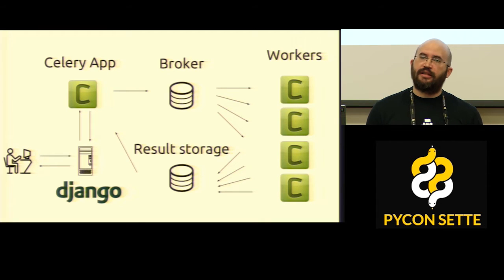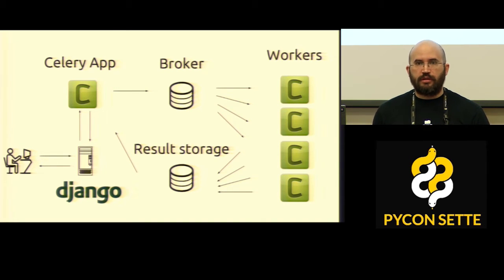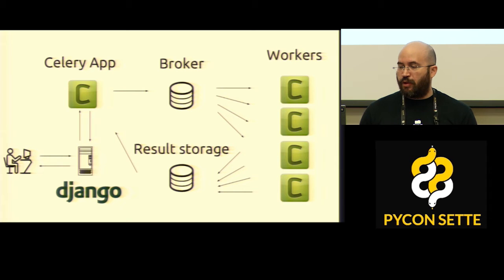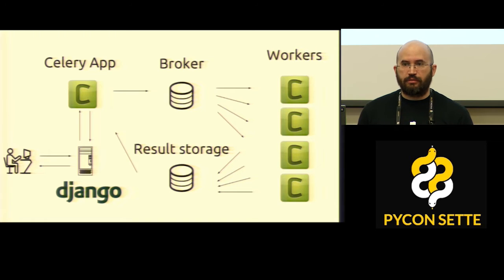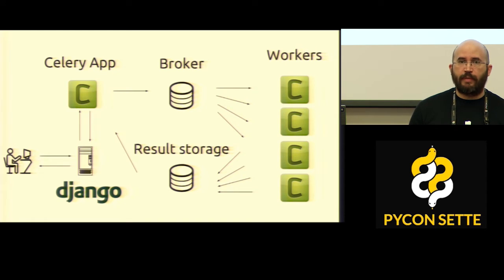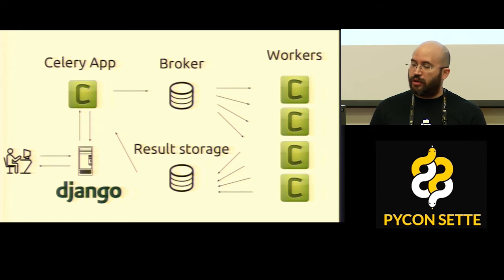After the workers finish processing the task, whatever result they obtain, they will store in what Celery calls a result storage. It supports a few backends. You can store them in the database, or you can store them in Redis. And then you collect them. Your Django apps might collect those results eventually, or they might be stored by the worker directly into the database. That's up to you. It gives you that flexibility.